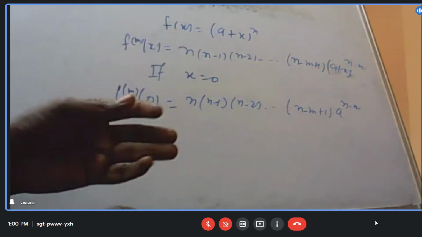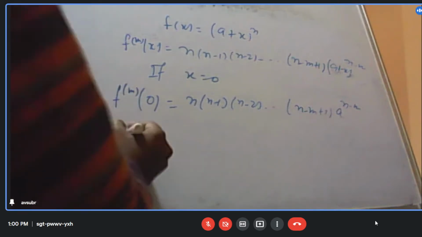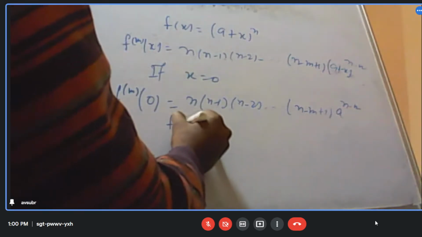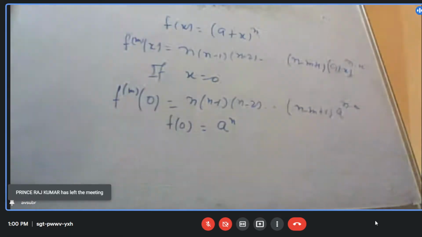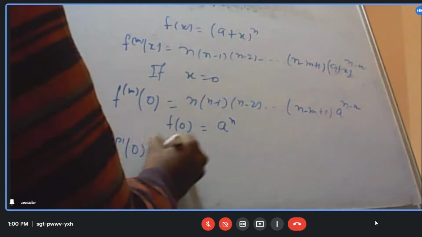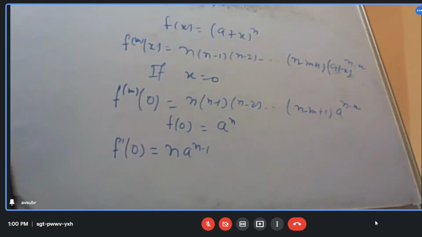I don't think any problem is there. All right. So first of all, the function at x equal to 0 will be a to the power n. Then the first derivative at x equal to 0 will be n a to the power (n minus 1).